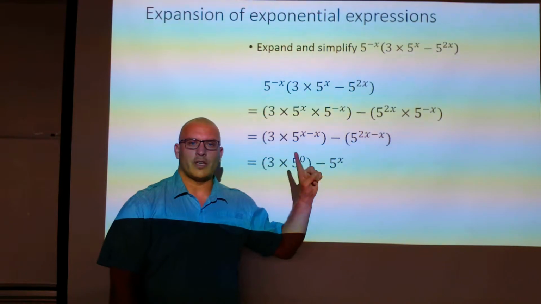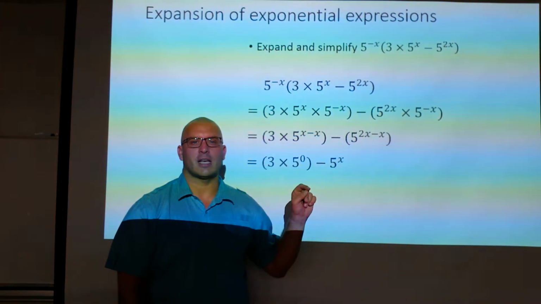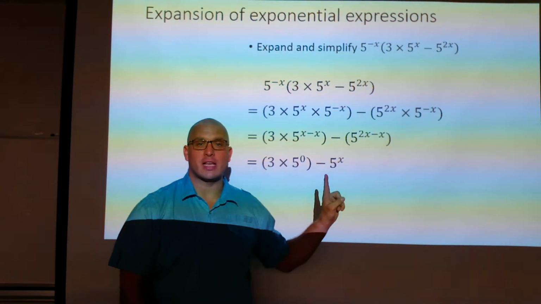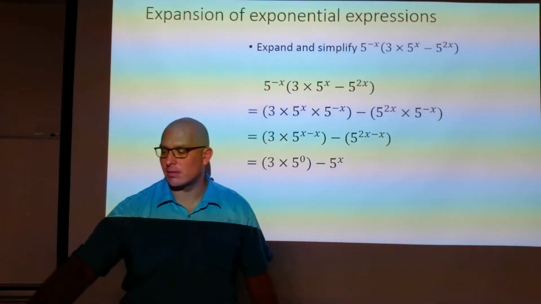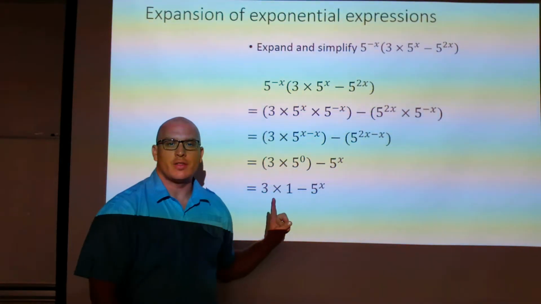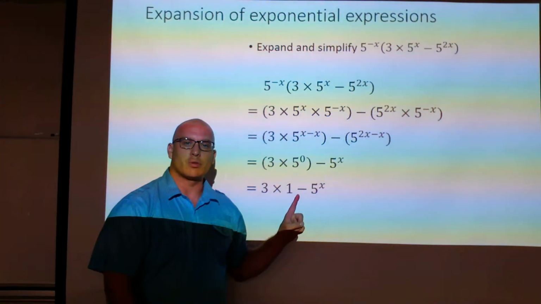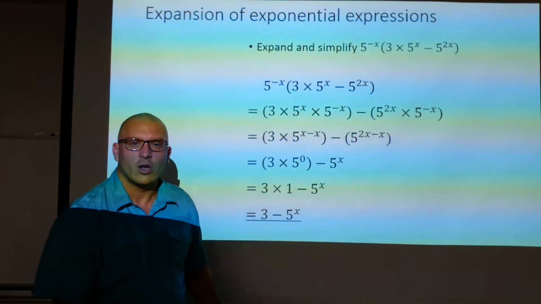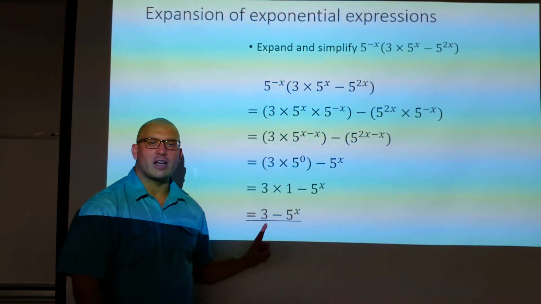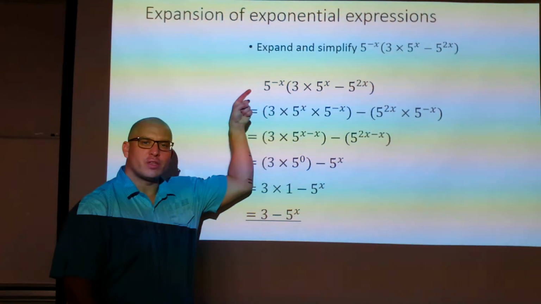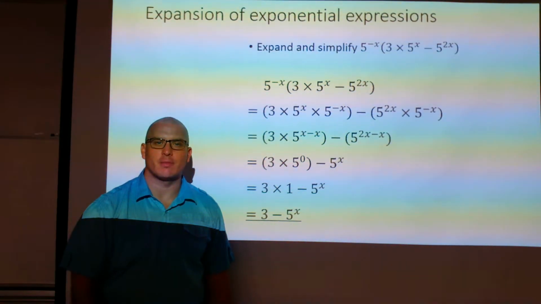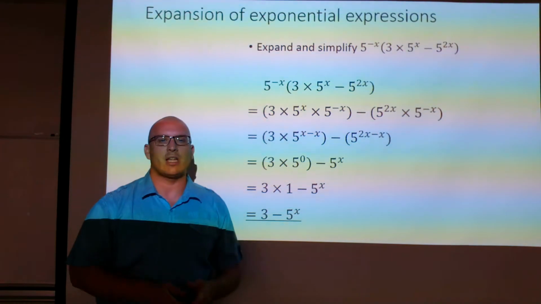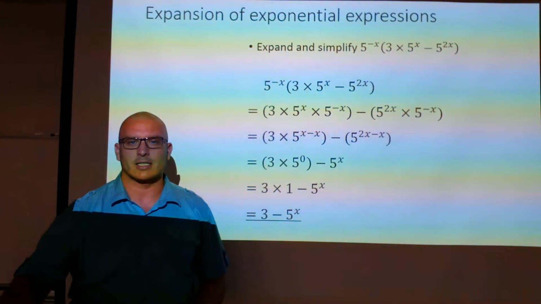Now, this part here, 5 to the x minus x, is basically just 5 to the 0. And here, this works out to be 5 to the x. Go further, this part becomes 3 times 1 minus 5 to the x. 3 times 1 is just 3. So this here is our final simplified expression of this original expression up here. Again, all we did was multiply things through and then apply the index laws as we've already learned in class.